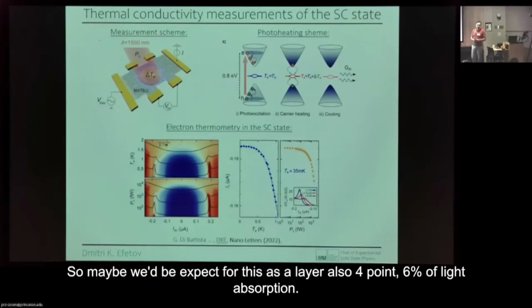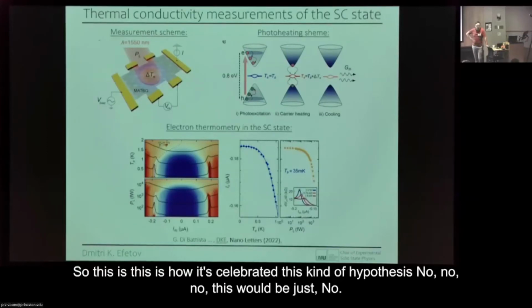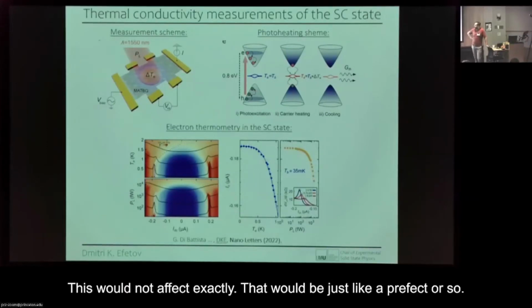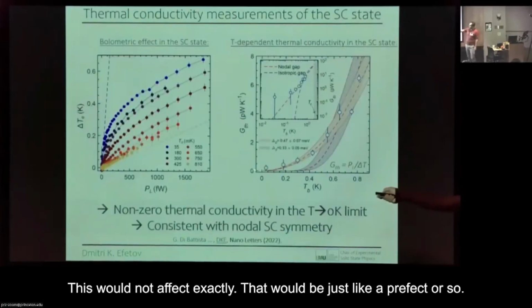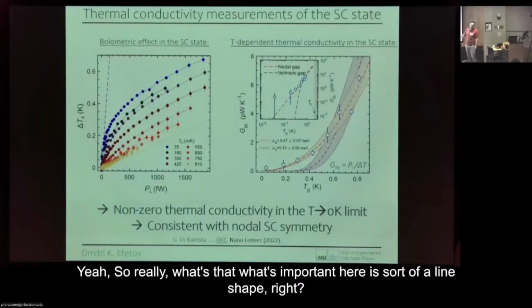Will this kind of calculation affect the fitting result for the nodal gap? No, this would not affect it. That would be just a prefactor. So really, what's important here is the line shape, right? Yeah.